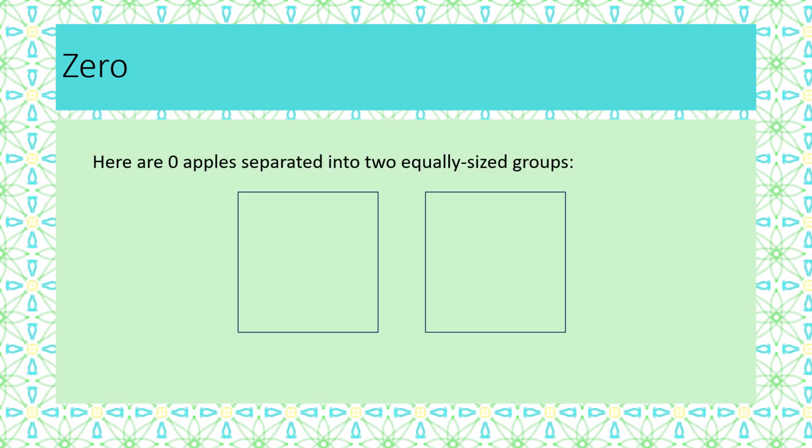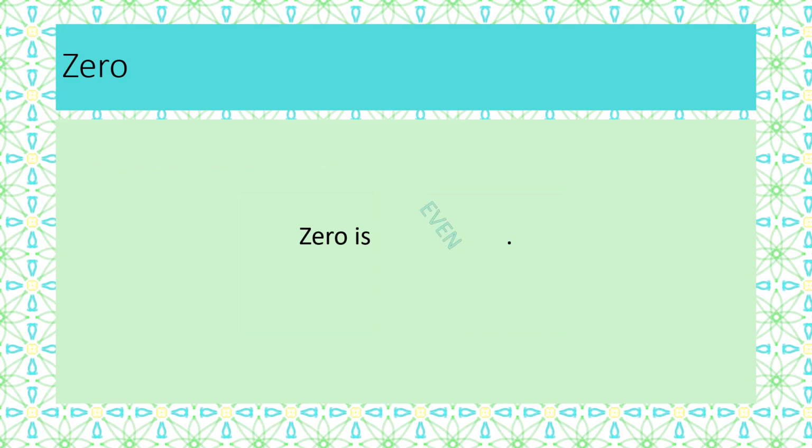We can apply the same equal groups reasoning to determine whether 0 is even or odd. There are 0 apples on this slide. When we separate those 0 apples into two groups of equal size, each group has 0 apples. I realize that this might seem strange. All you really need to understand is that this slide shows no apples. Because there are no apples left over when we separate the 0 apples into 2 equal groups, 0 is even.